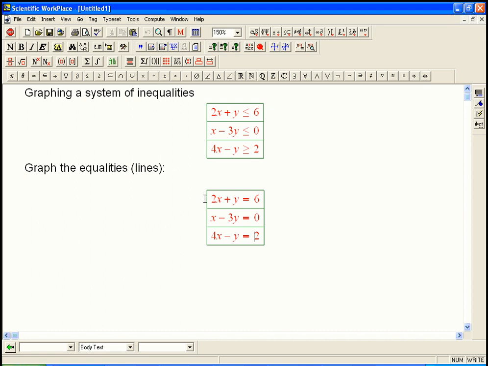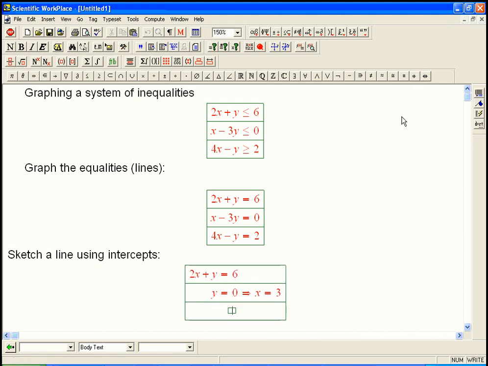A really good way to sketch a line that people don't seem to know enough is, if you're going to sketch something like 2x plus y equals 6, then all we need to know is 2 points on that line. Two really good points to know anyway are probably the x and y intercepts. So sketch a line using intercepts. For example, with 2x plus y equals 6, if y equals 0, that's the x-intercept. It's just cover up. 2x equals 6, x equals 3. Real easy. If x equals 0, that's the y-intercept.